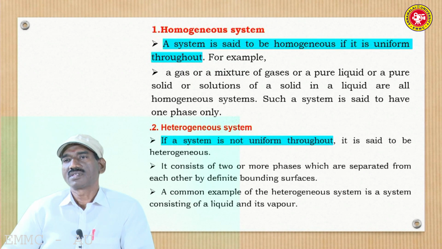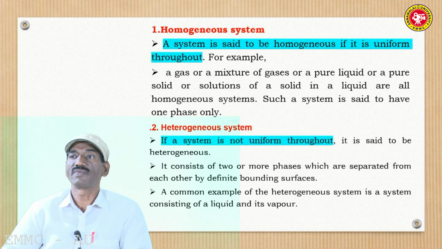And the second part, homogeneous system. A system is said to be homogeneous if it is uniform throughout. For example, a gas or a mixture of gases or a pure liquid or a pure solid or a solution of a solid in a liquid are all homogeneous systems. Such a system is said to have only one phase.